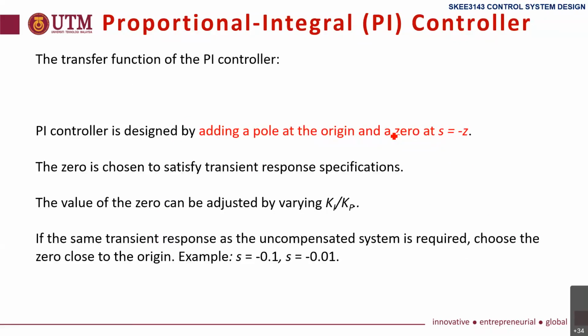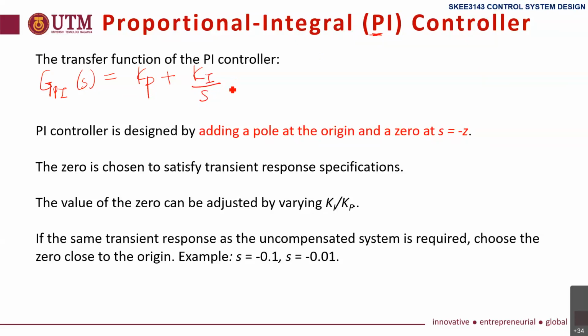The transfer function of PI controller, we normally put transfer function G_PI controller. Normally we use KP. P means proportional. So we have KP plus KI over S. This is gain for proportional, this is gain for integral. Because integral we divide by S. This is the transfer function for PI controller.